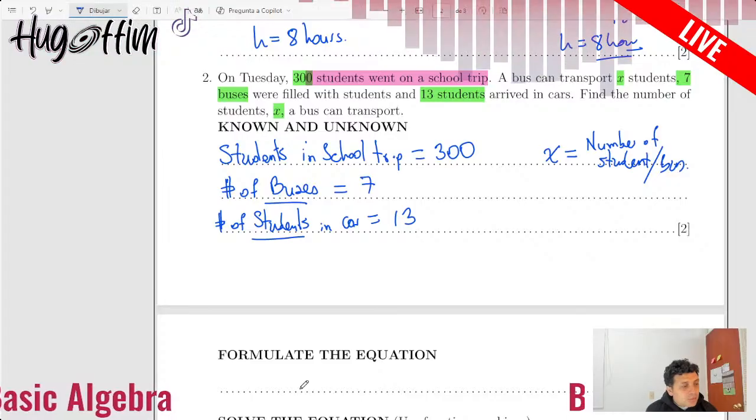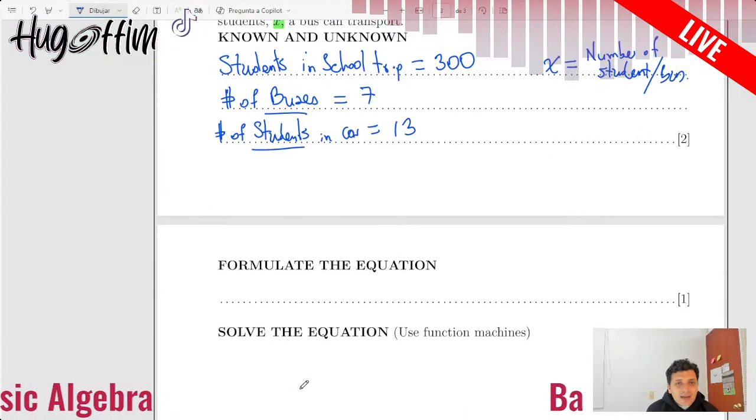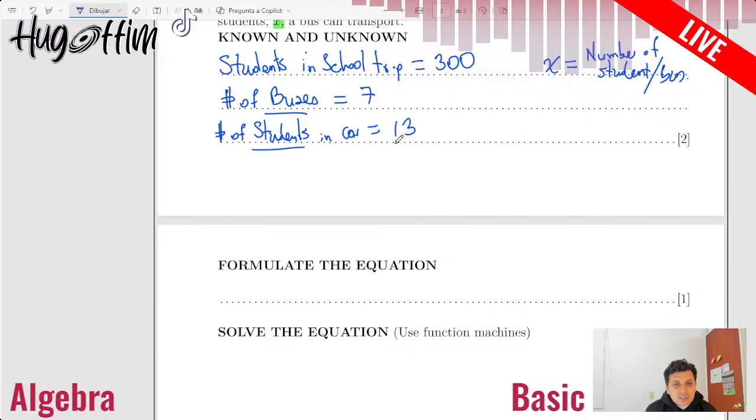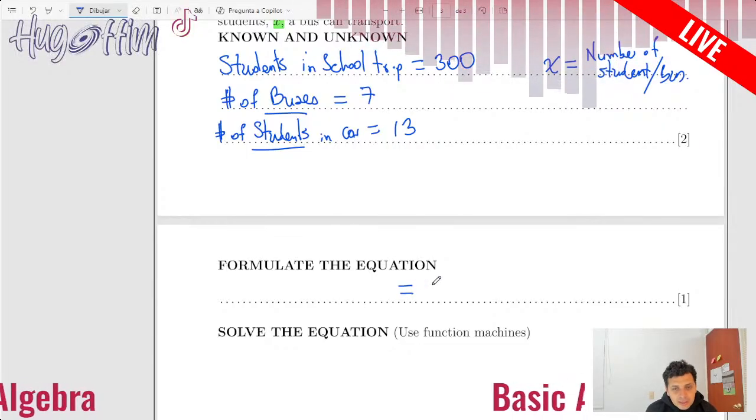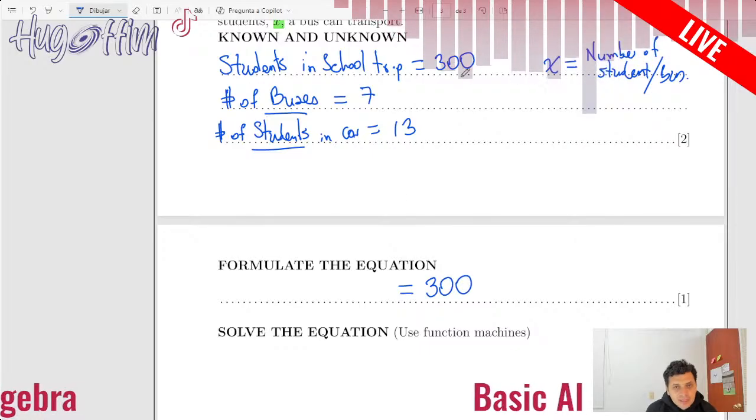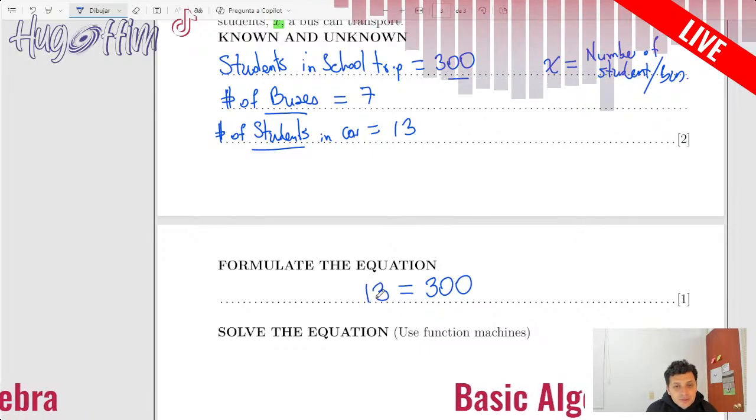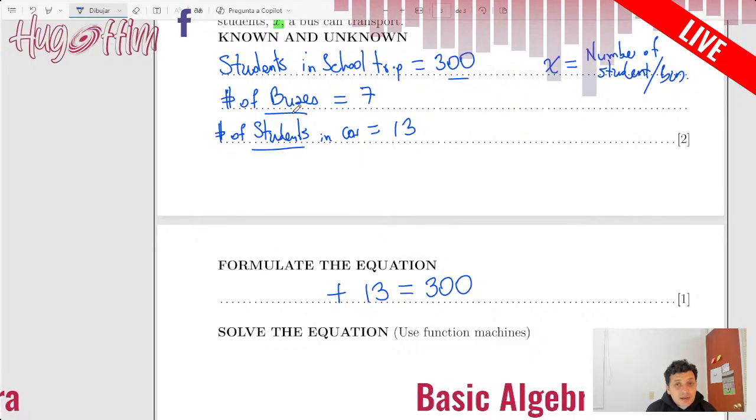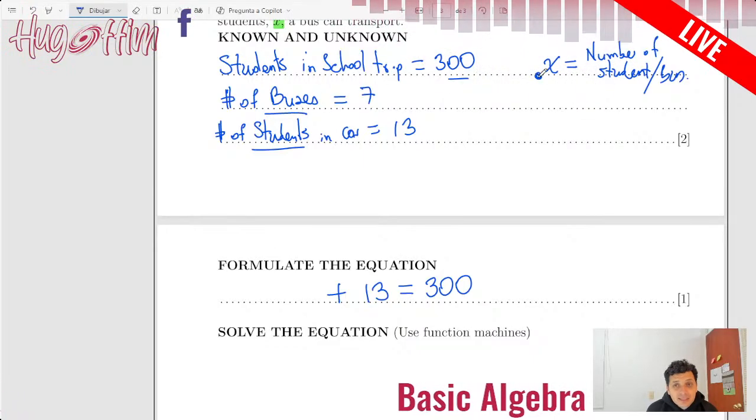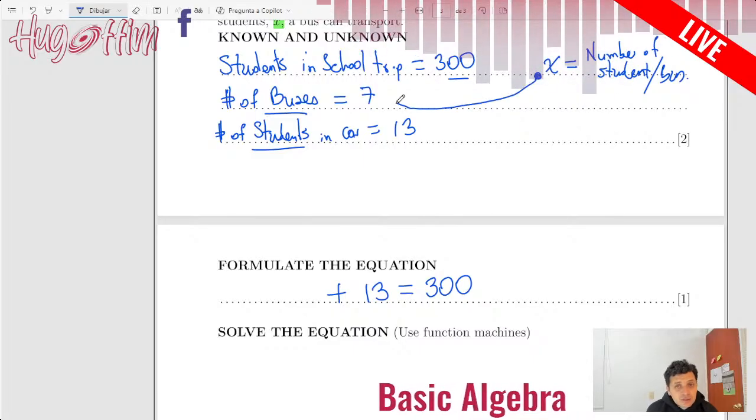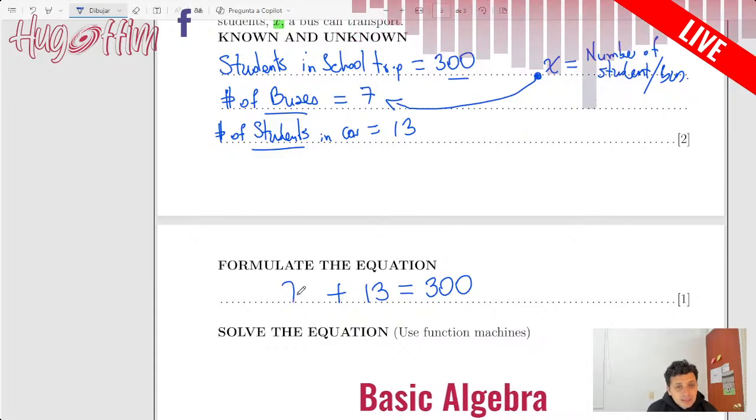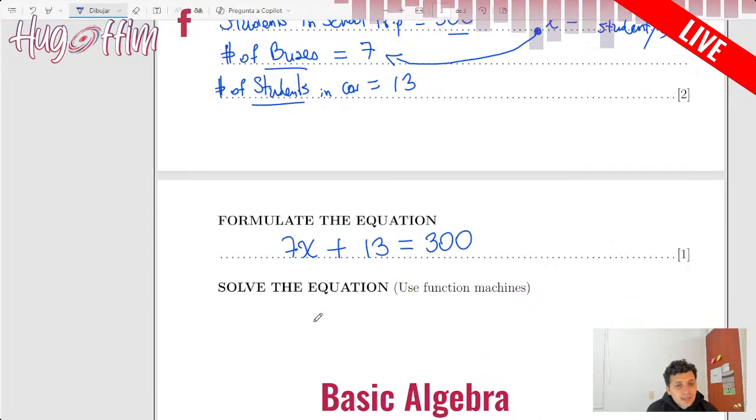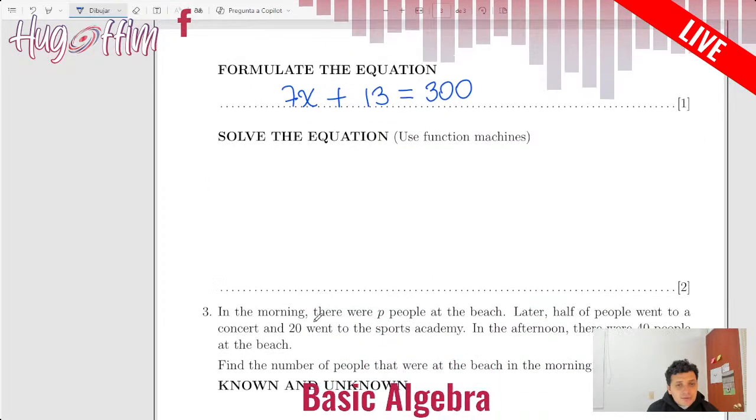Now I'm going to formulate my equation. So how can I get the number of students in the school trip, the 300? I just need to add the 13 students. So I can put like the 300 students of my school trip are going to be the 13 students that arrive in car plus the number of students that arrive in buses. But is X students per bus, I need to multiply by the 7 buses to get the answer. 7x plus 13 equals 300. This is the idea of the number of students.